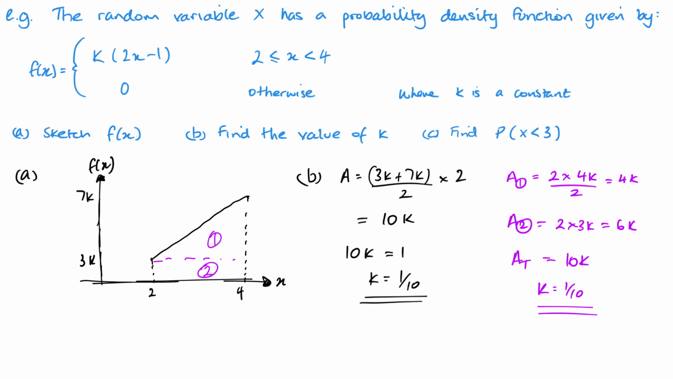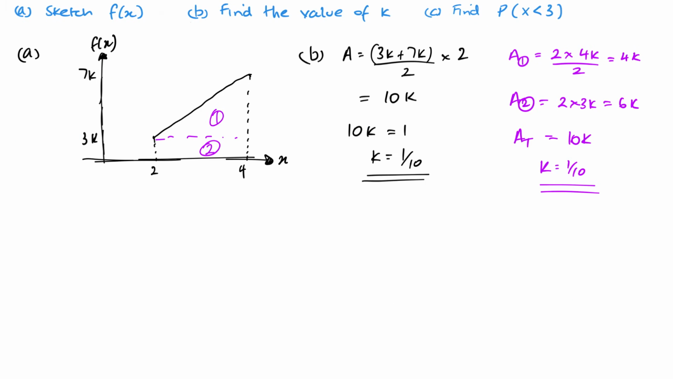So you do have a couple of options if you don't like using trapeziums. I know some people, especially when you're looking in terms of k and graphs like this, often make mistakes with trapeziums. So you could split it up into a rectangle and a triangle, totally up to you. Now all that's left is part C, to find the probability when x is less than 3. So all that is the area on my graph when x is less than 3.